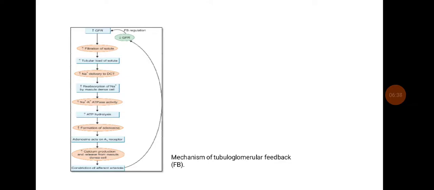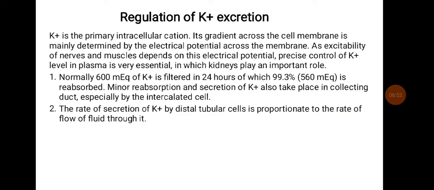Okay, so that causes the constriction. It causes the constriction of the afferent arterioles, so that is going to decrease the GFR. Okay, so this is how the tubuloglomerular feedback mechanism operates.